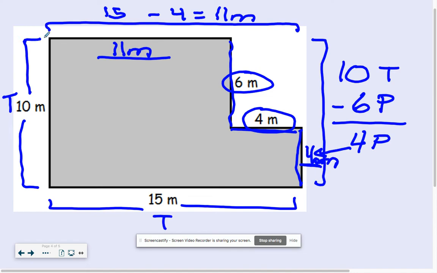Now I'm going to want to walk around my entire shape and make sure there is a number for every single line. Again, that's an important step in order to find any of the missing pieces to find area and perimeter.